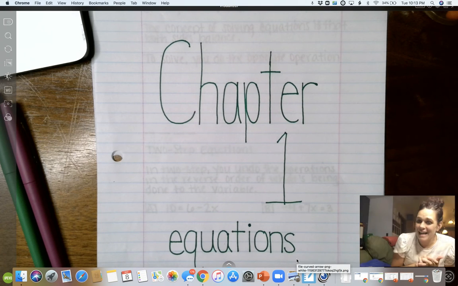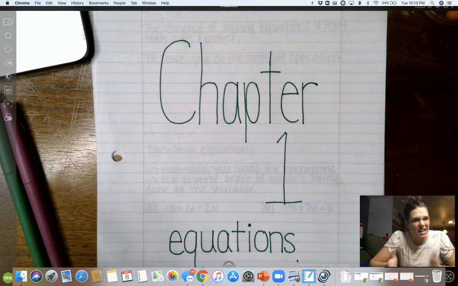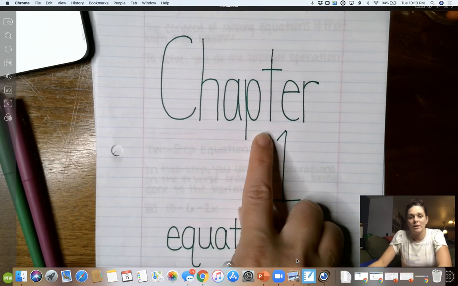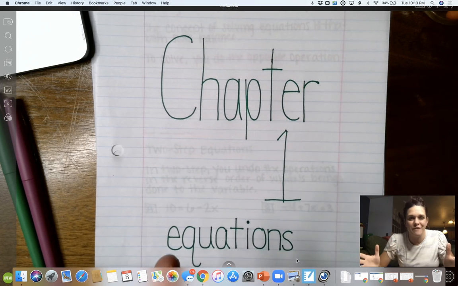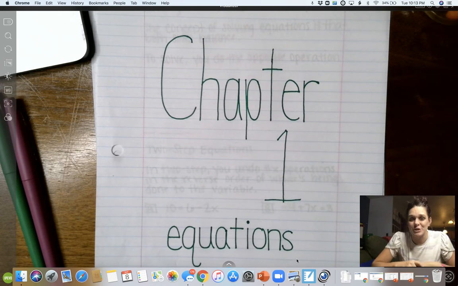Hey guys, I am so super pumped to start chapter one with you. The very first thing you're going to want to put into your notebook is a title page. Go ahead and put chapter one equations, and let it fill up the first page of your notes. That way, you can really sink in and be able to find those different markers.